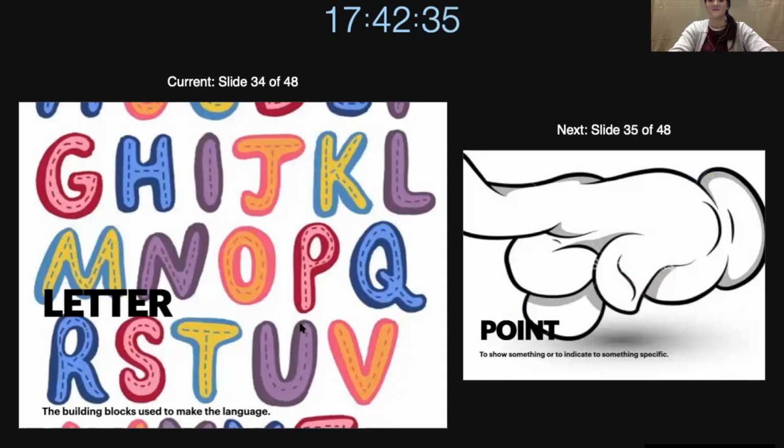We have letter. Letter refers to one letter, but we have many letters here, letters with an S. So letters are the building blocks used to make the language understandable. So here we have G, H, I, J, K, and L. These are all letters. The other letter that we refer to in English is when we write a letter. So for example, if I use my pencil and my paper to write something to a friend.